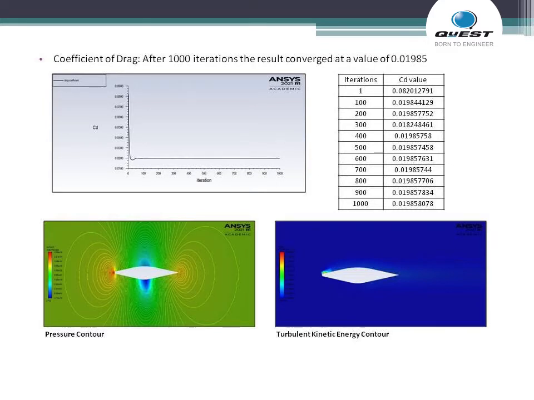Now here we also have the pressure contour as well as the turbulent kinetic energy contour, and from the turbulent kinetic energy contour we can see that the turbulence is very limited and is present towards the leading edge, which shows an overall smooth flow over the airfoil.